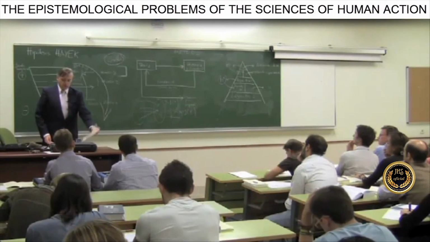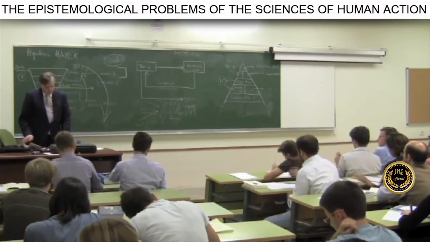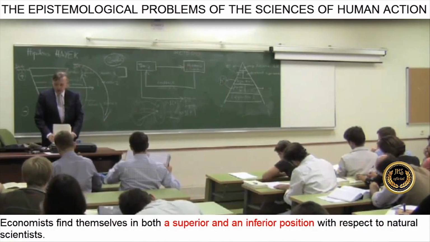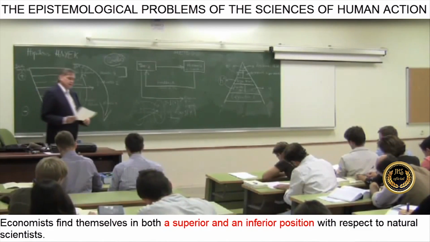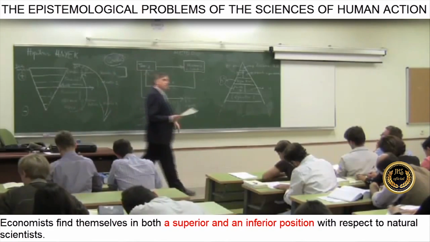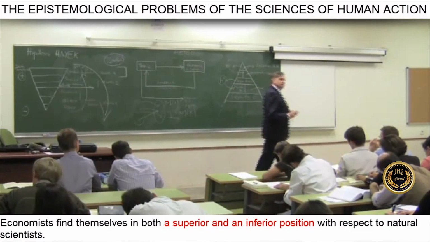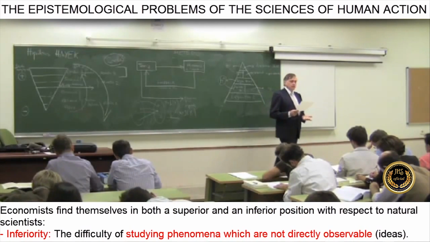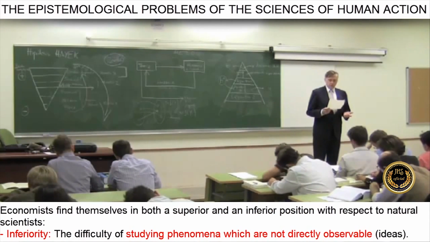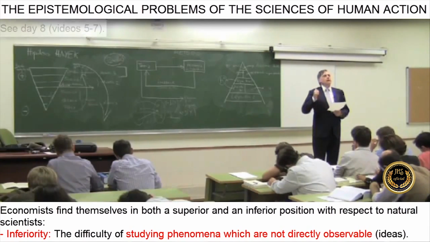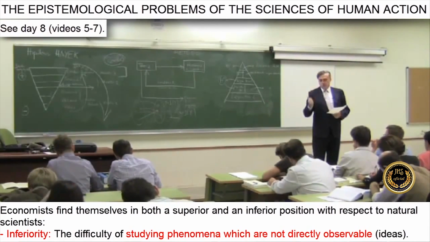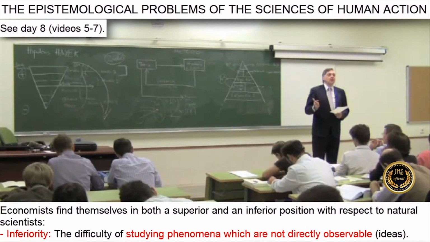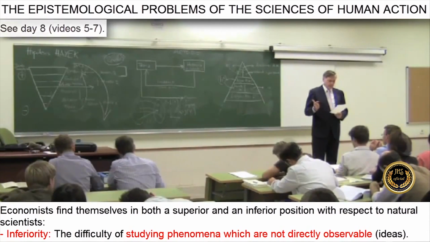Our analysis leads us to a double conclusion. The social sciences are in both a superior and an inferior position with respect to the natural sciences. The sense in which social scientists find themselves in an inferior position is obvious. It's clear, for we have enormous difficulty in practicing our discipline, because the object of research is not directly observable. It is ideas, and they cannot be measured. There is no constancy. Everything is variable.